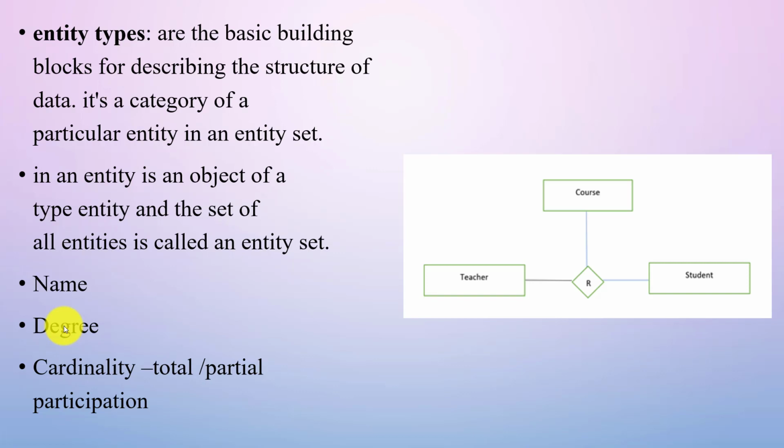So this is all about the basics of relation types, entity types, and how they are represented, and what ternary and binary are. In the next video, we are going to discuss in detail what is meant by degree and what is meant by cardinality. Thank you.